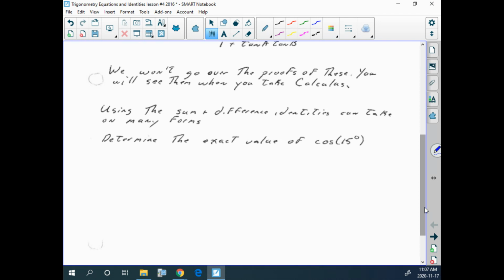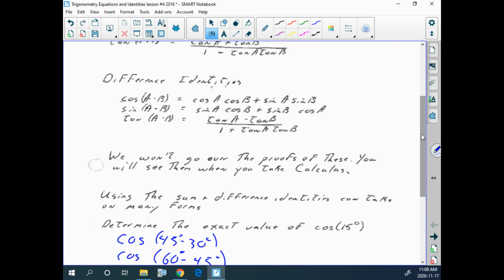0, 30, 45, 60, and 90. We have special triangles for that. Can I make 15 degrees out of a pair of those? I can either use cosine of 45 minus 30, or I could use cosine of 60 minus 45. So I'm going to have to use the difference identity for cosine, which is this one here.